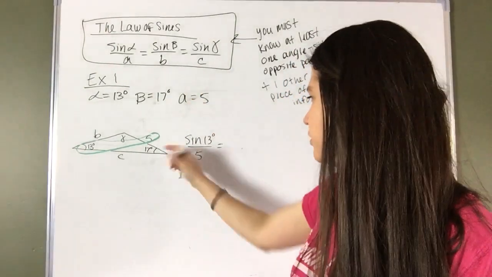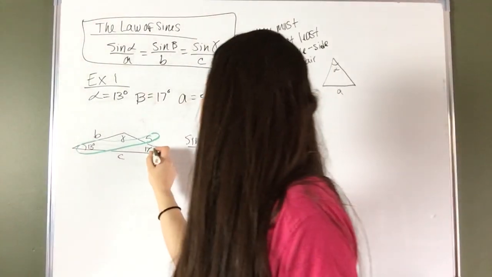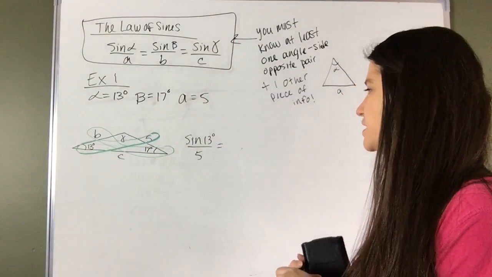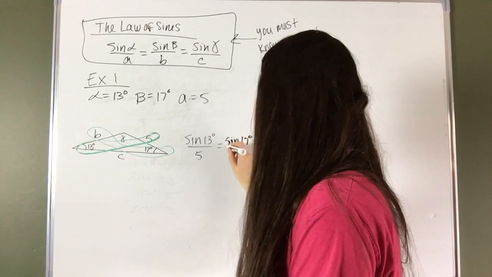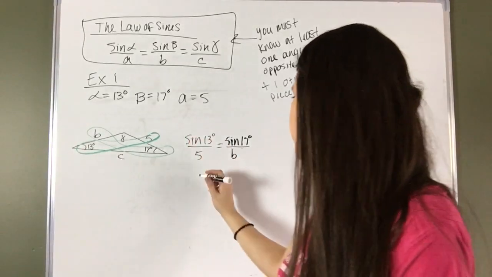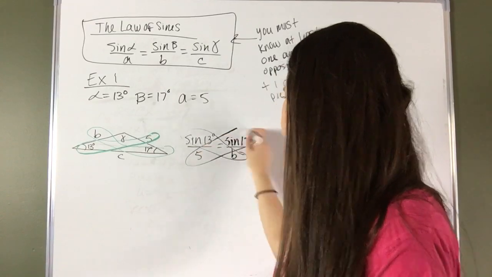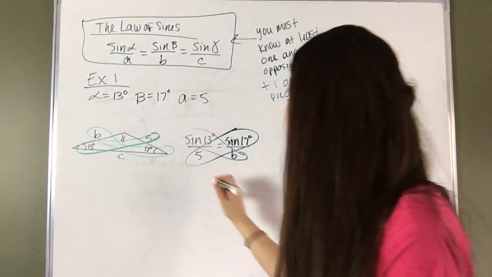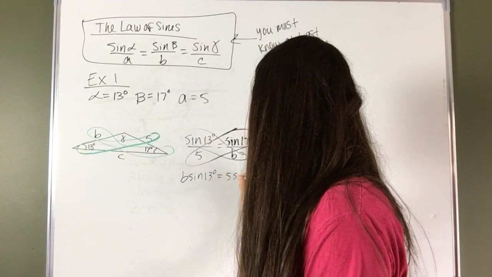You don't have to do both, right? You actually go off of what you know. So we happen to know that beta is 17, and we're going to be able to find B. So we'll put sine of 17 degrees divided by B. And then we need to solve this. Actually, what we can do is cross multiply. If you remember that from, I don't know, middle school, right? When you have two fractions that are equal, you can multiply diagonally and set the cross products equal. So B times sine of 13 degrees has to equal 5 times sine of 17 degrees.